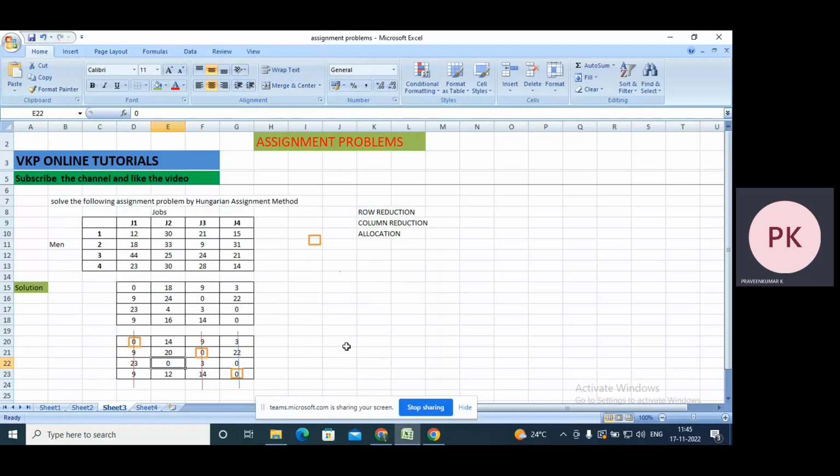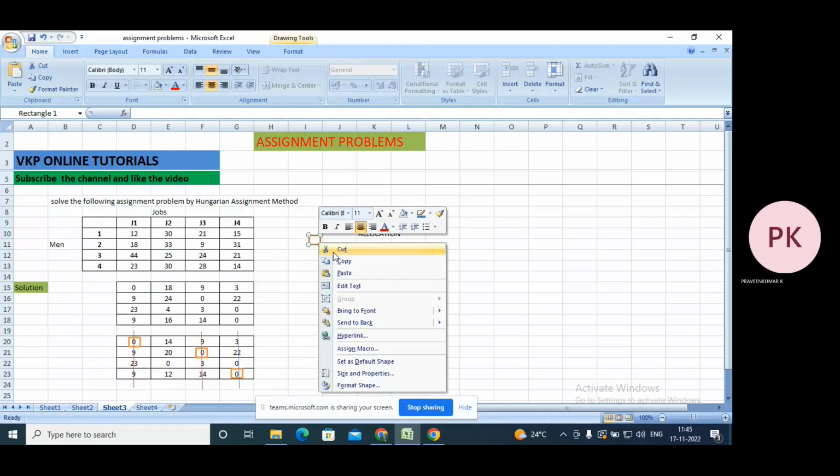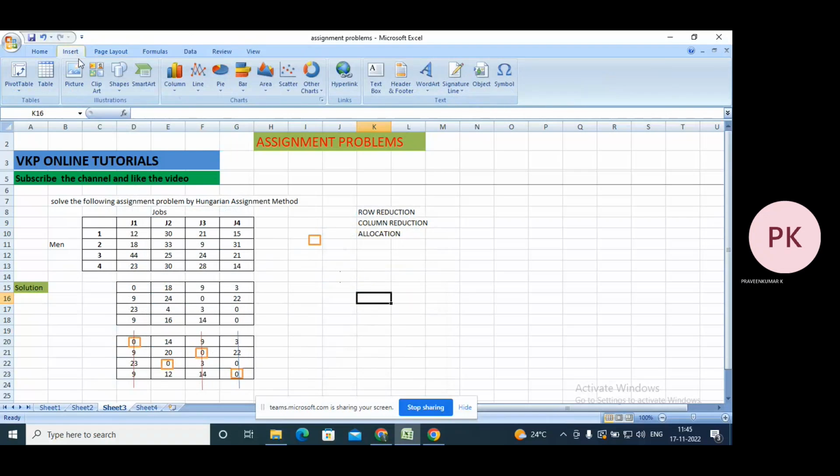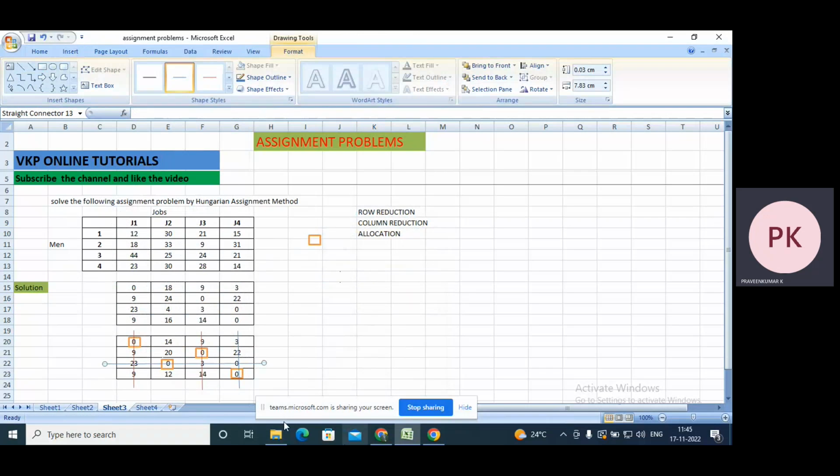So now I allocate this column and I will cancel the corresponding row. Now this is my allocated element and I'll cancel the corresponding row. So I'll cancel this row. This is my corresponding row.